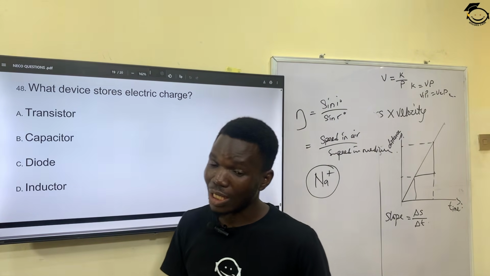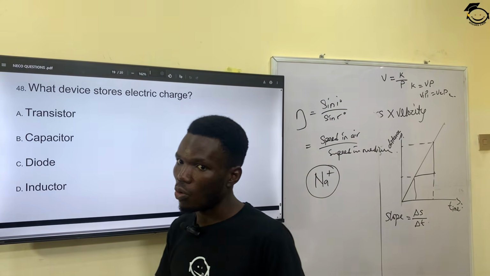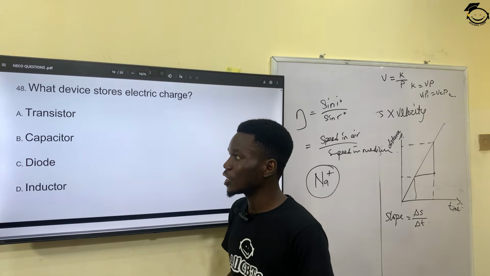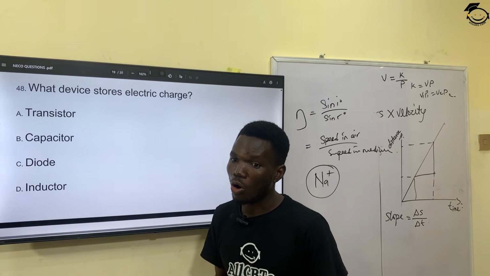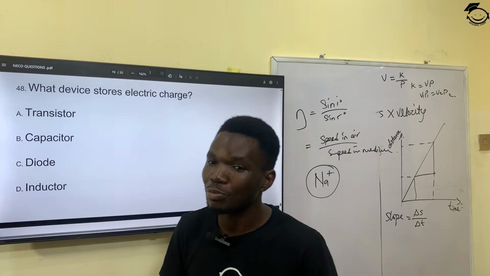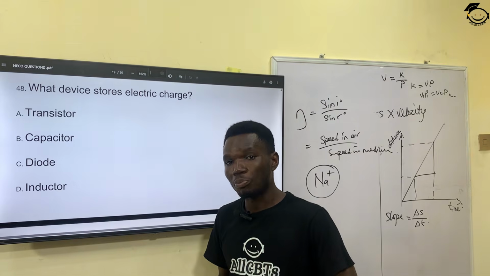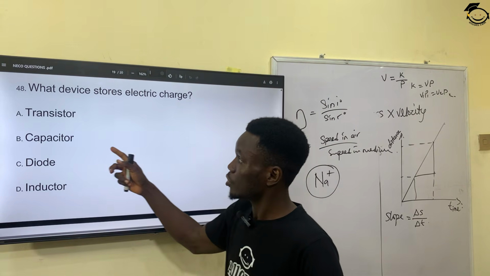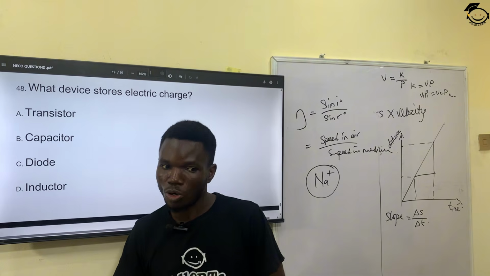That is also question number 48, which says, what device stores electric charges? The device that stores electric charges is the capacitor. The capacitor is used for storing charges. That's why you use it in your pumping machines, so that it can store the charge that will be transmitted to the water pumping machine. So the correct answer to this question is option B, which is the word capacitor.